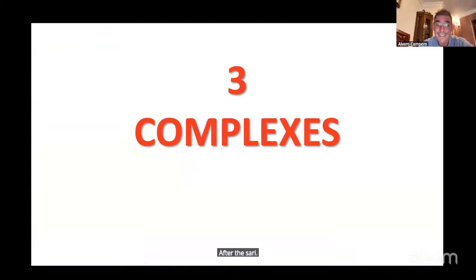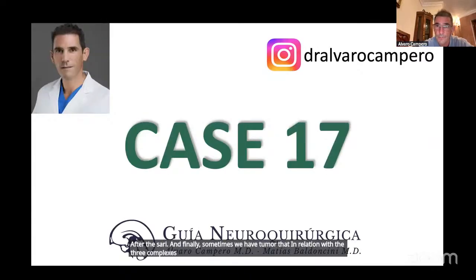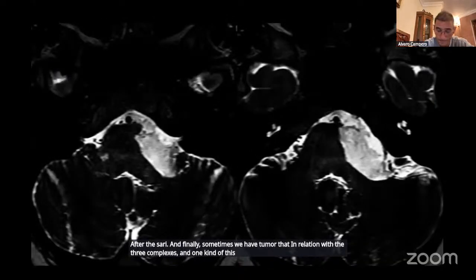And finally, sometimes we have tumors that are in relation with the 3 complexes. And one kind of this tumor are the epidermoid tumor.